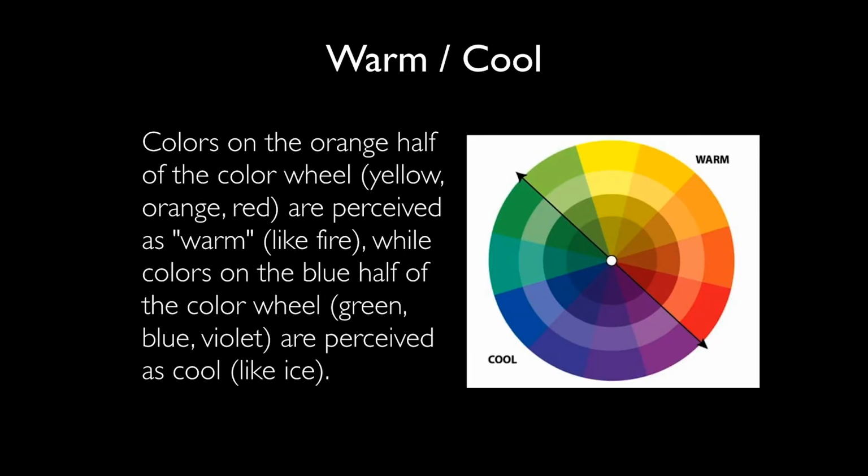And then finally, I just want to talk about warm and cool colors for a moment. So colors on the orange half of the color wheel, that is to say yellow, orange, and red, are typically perceived as warm. They're fire-like colors. Colors on the blue half of the color wheel, so green, blue, and violet, these are perceived as cool. They're like ice. The warm versus cool, they give us very distinct feelings of warmth or coolness, and you can use that to your advantage.